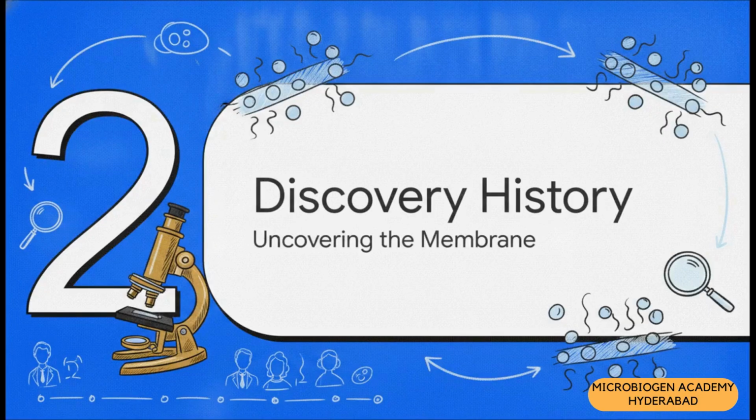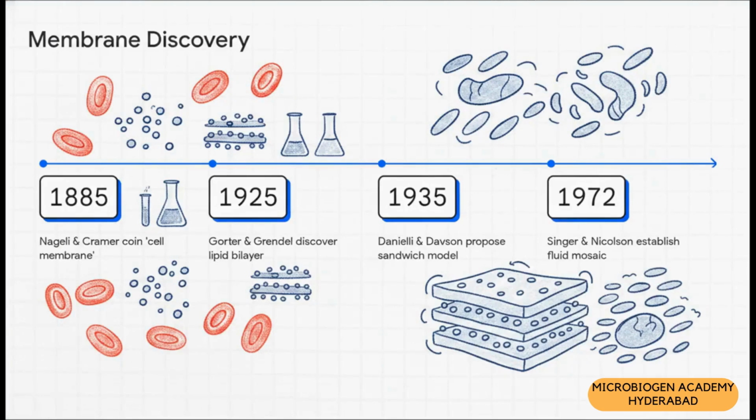Moving on to part 2, let's look at the history of membrane discovery. We can actually trace a whole century of brilliant scientific deduction here. Back in 1885, Naegeli and Kramer first coined the term cell membrane. But the real game changer? That came in 1925 with Gorter and Grendel. And what's absolutely amazing is how they figured out the lipid bilayer.